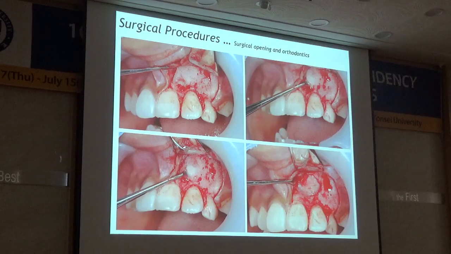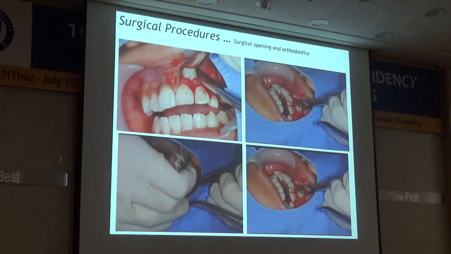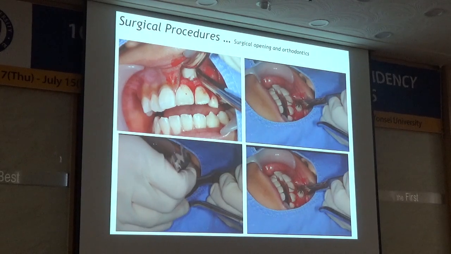There may be a small crack in the cortical bone, and we may find the location of the impacted tooth like this one. Then we remove the soft tissue around the impacted tooth, and our orthodontic resident comes to our department, does the etching and drying, applies the bonding agent, and applies the orthodontic button like this one.